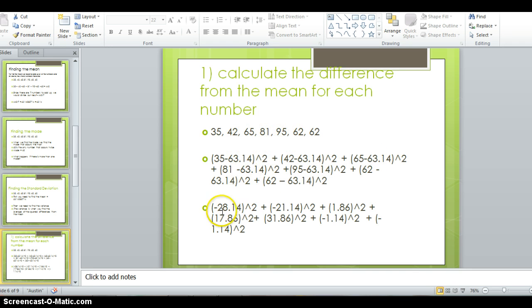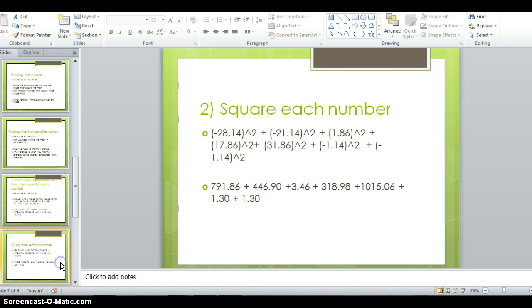Okay, and you can see the example down here below. You'll solve by squaring the numbers and then writing them down. So you'll solve all these. You'll write them down. Here are our results. So negative 28.14 squared comes out to be 791.86. Negative 21.14 squared comes out to be 446.90.